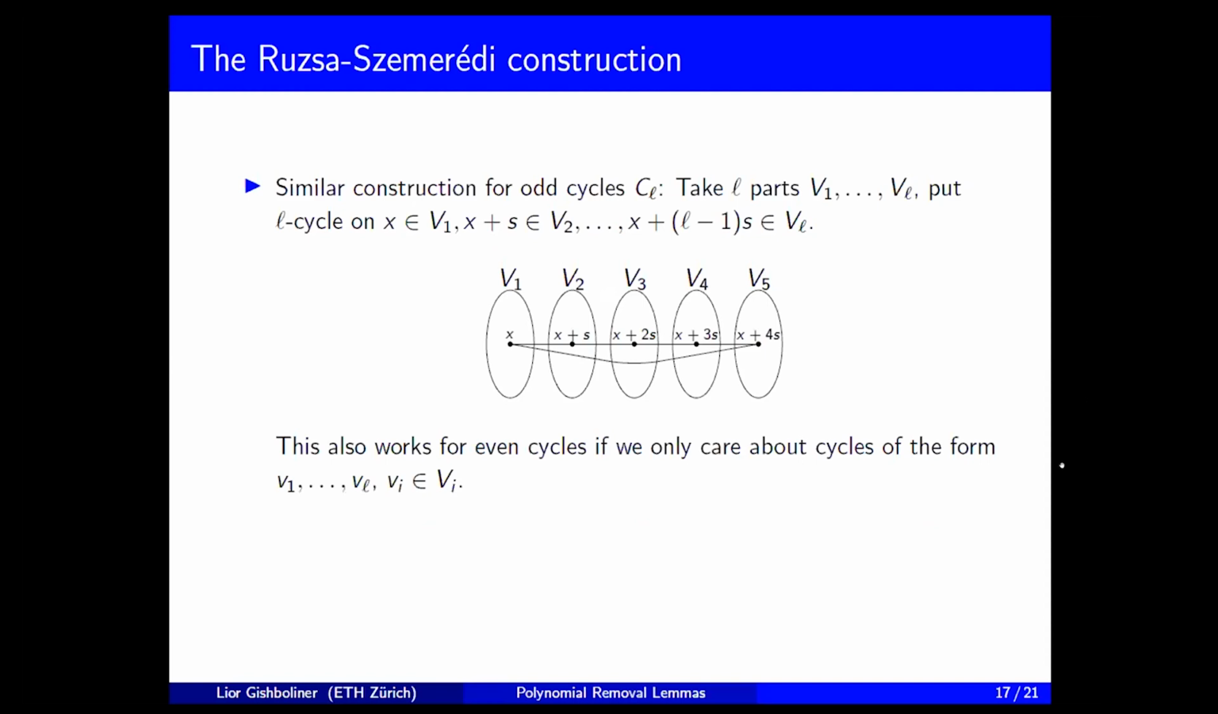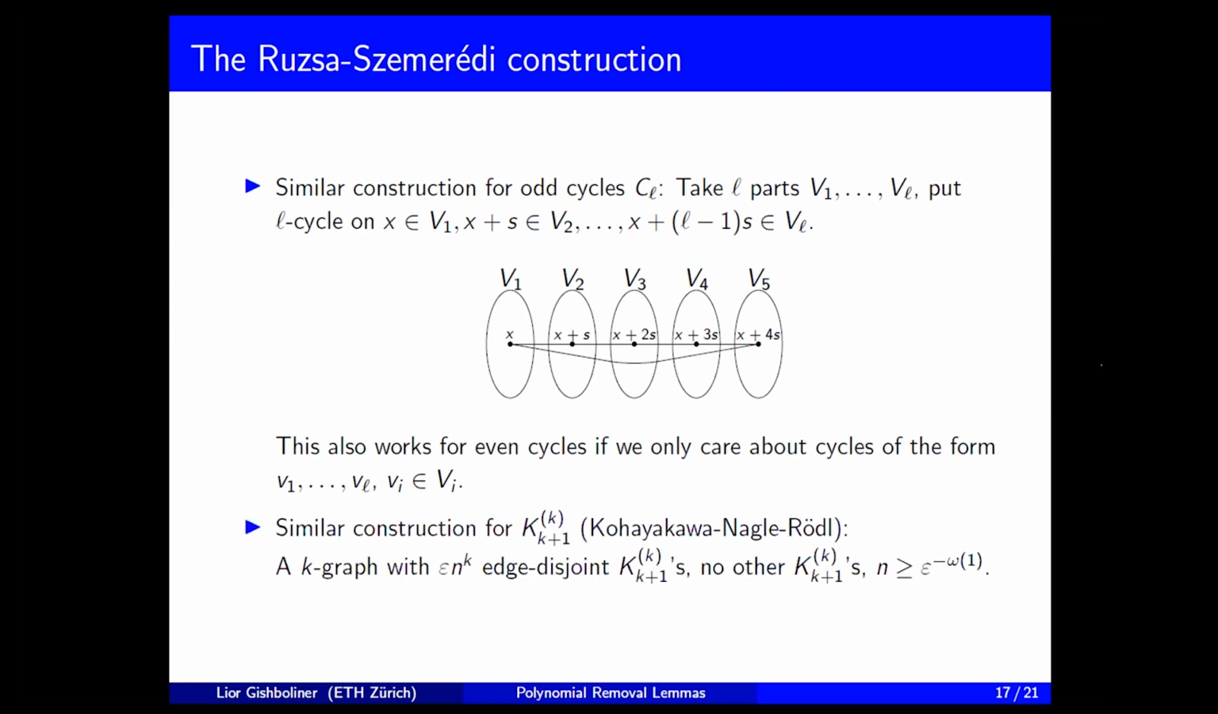And in fact, this also works for even cycles, but only if we care about cycles that look like this, that they go from V1 to V2 to V3 to V4 and so on. Because of course, we can have cycles between two of the parts, between V1 and V2, for example, and we don't have any control of these cycles, but we do have control of cycles that go V1, V2, V3, and so on.